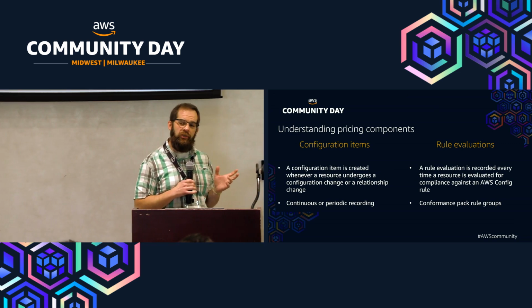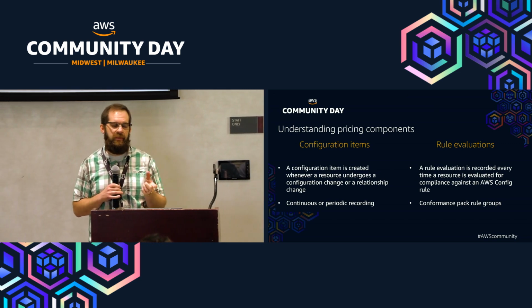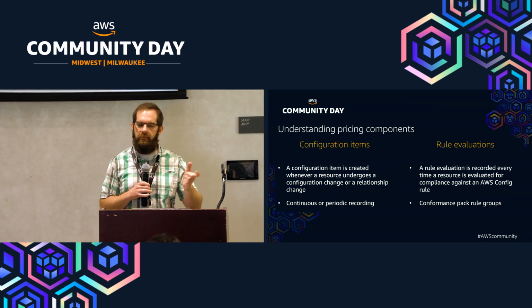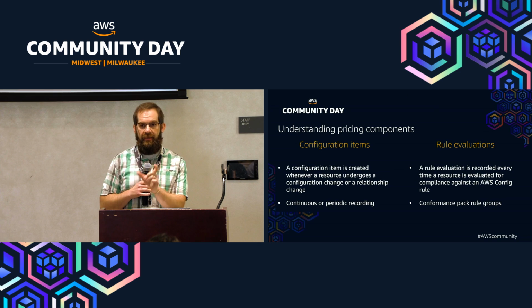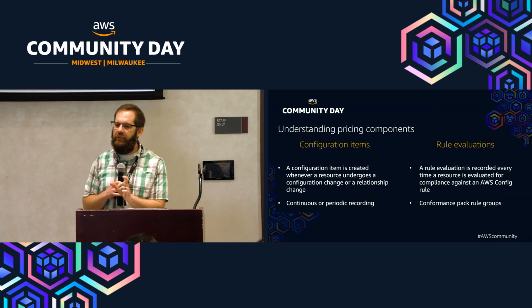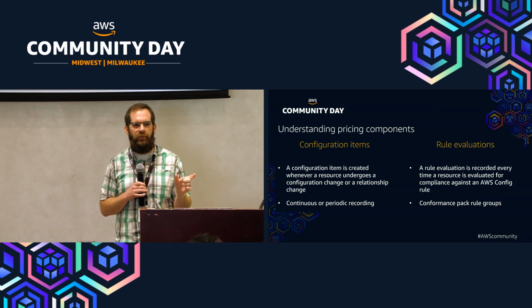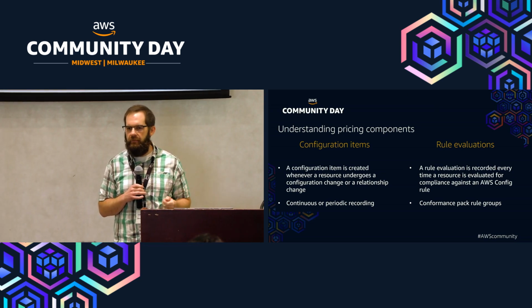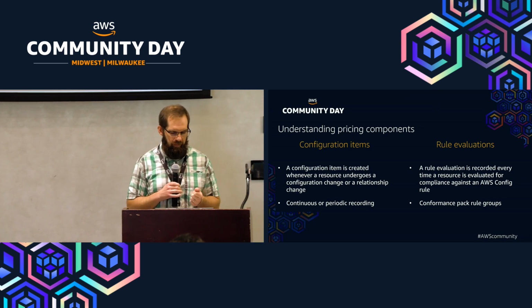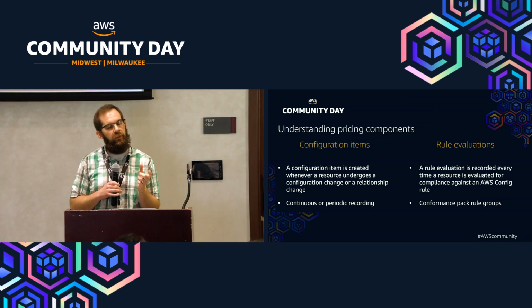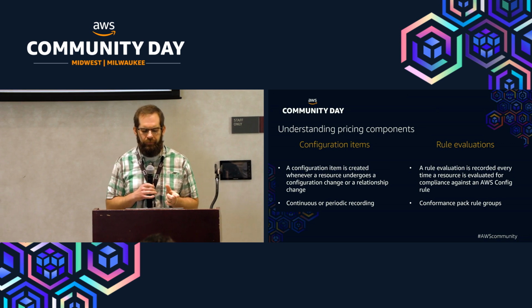It's also relationship changes. So if I have two resources, let's say a security group and something else, and I attach that security group, I didn't necessarily change the configuration of that security group, but I created a new relationship because I attached it to a Lambda function or an EC2 instance. So those are also captured as well.